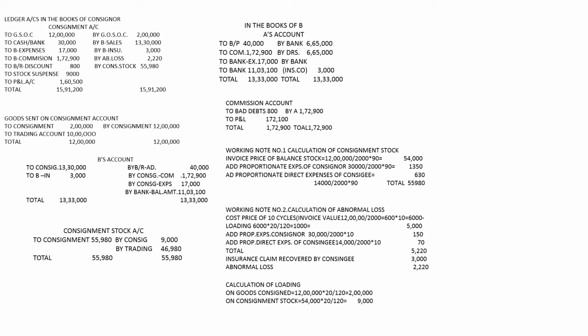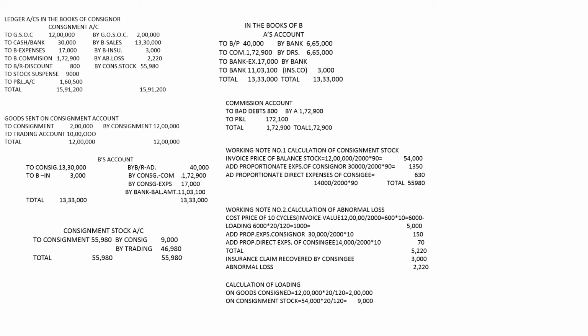Then the total of the credit side is coming 15,91,200. When we take to the debit side, 15,91,200, to profit and loss account 1,60,500.